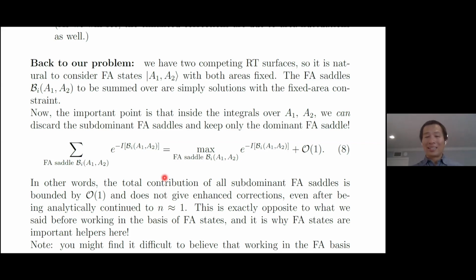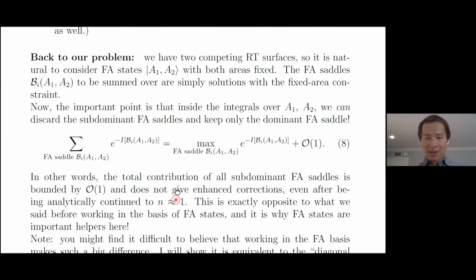I want to point out this is exactly the opposite of what we said before when we didn't work in the fixed area basis. Before we worked with the fixed area states, we said it is important to keep all the saddles, including the subdominant ones, because if we didn't, we won't find the corrections. Here we're saying the opposite, but there's no contradiction. The fixed area states do their magic, and they're really important helpers in getting the story right.